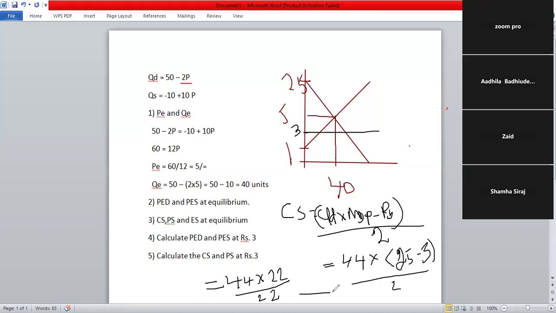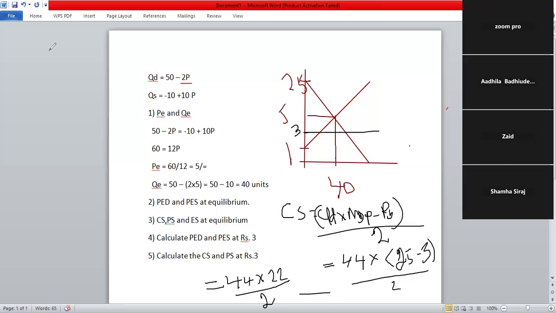QD at the price of 3, QD is 44. Maximum demand price already 25, price is 3. Therefore, 44 into 22 over 2. Is it clear for you? Right.